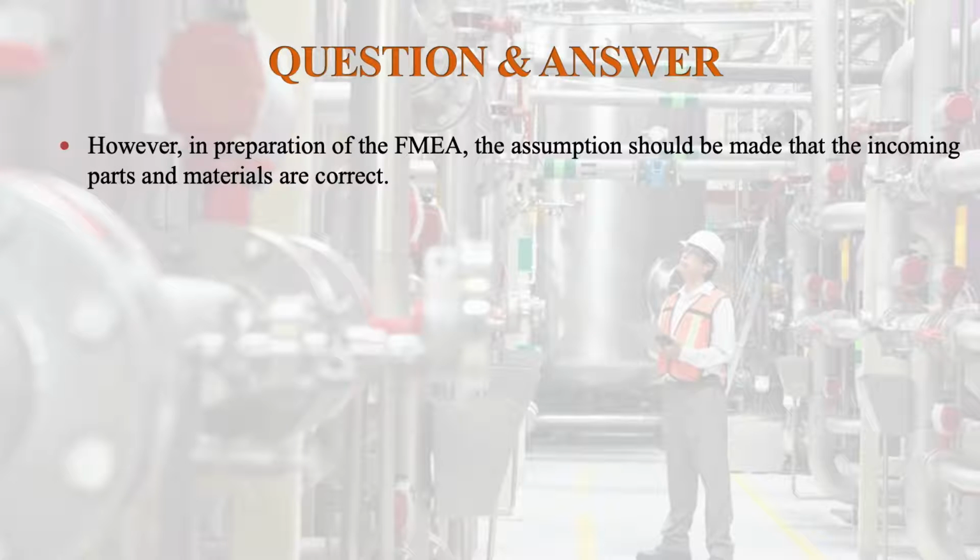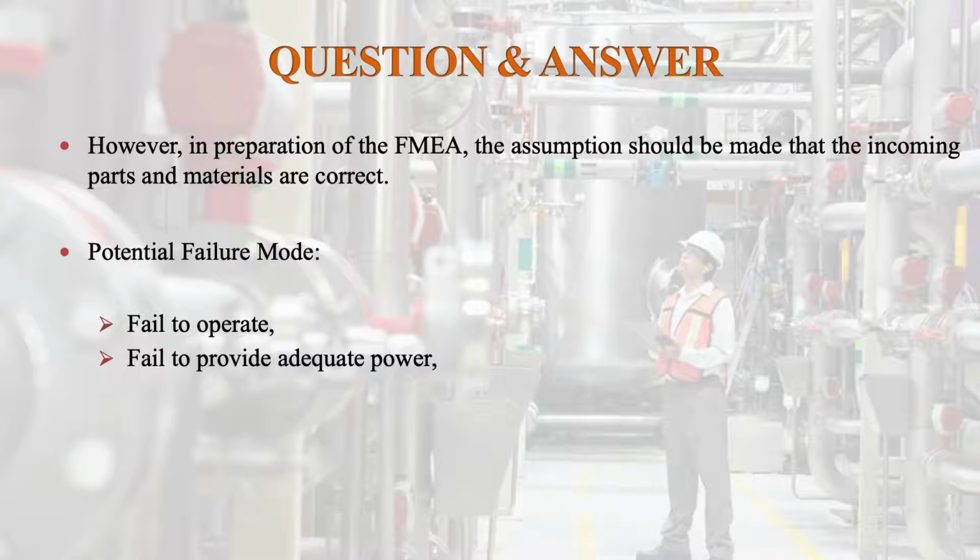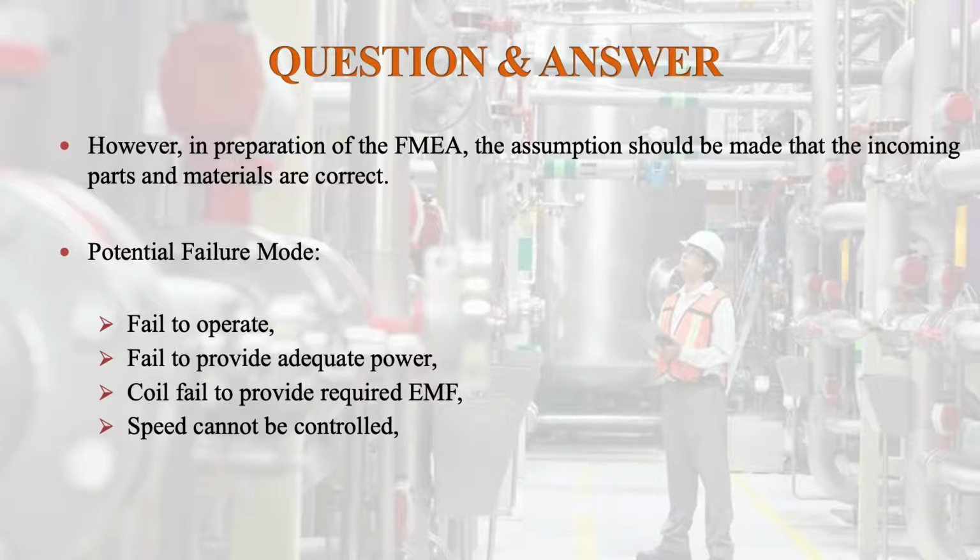However, in preparation of FMEA, the assumption should be made that incoming parts and materials are correct. Potential failure modes are: fail to operate, fail to provide adequate power, coil fails to provide required EMF, speed cannot be controlled, part leaking, or part undersize or oversize. So these are the potential failure modes when we are getting the material from the supplier. So some failure modes can be observed.